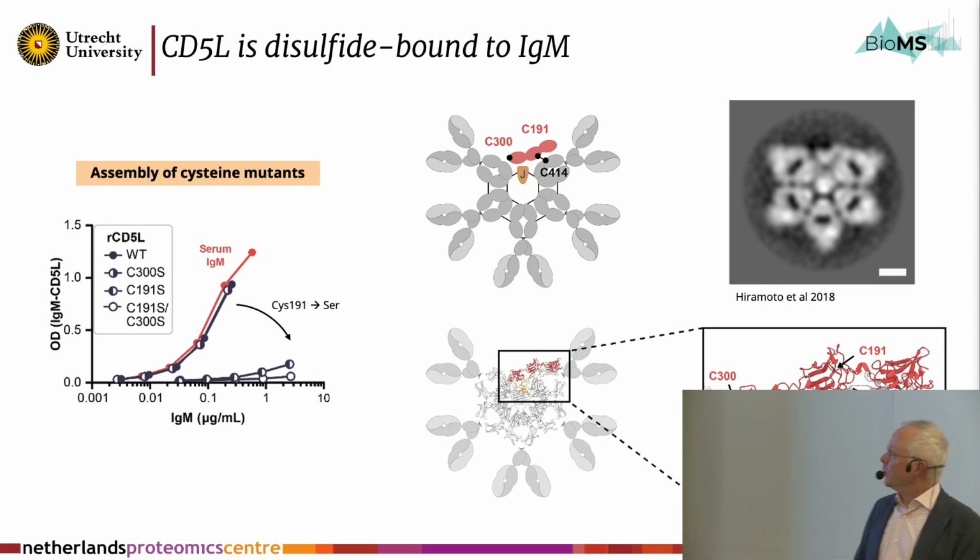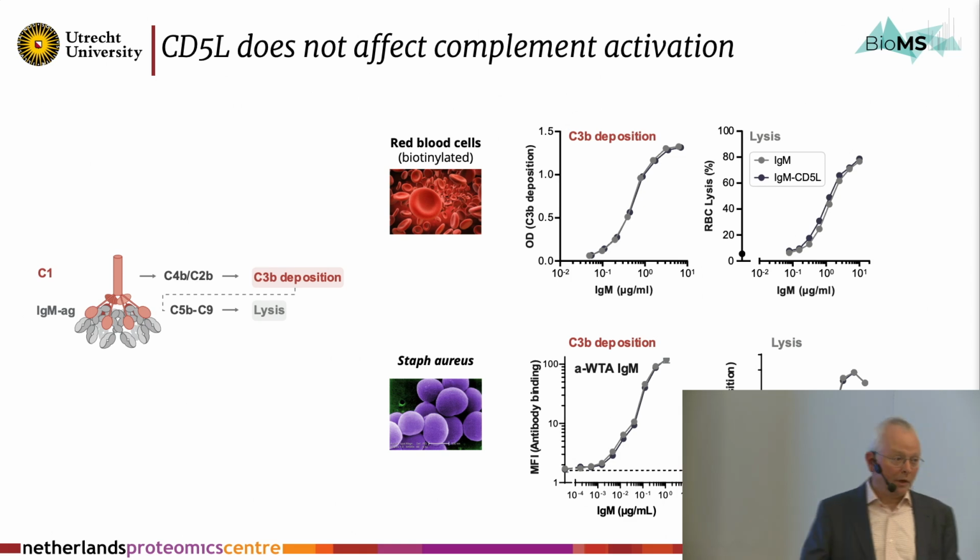But then the next question is, how is it bound? Now we showed by mutational analysis, where we could really say by mutations that this cysteine in the IgM and this cysteine in CD5L is really important for this. And this is not a structure, this is a structural model, thanks to AlphaFold, and we could sort of place this CD5L in the IgM. Then the next question is still, okay, it's there, does it matter?